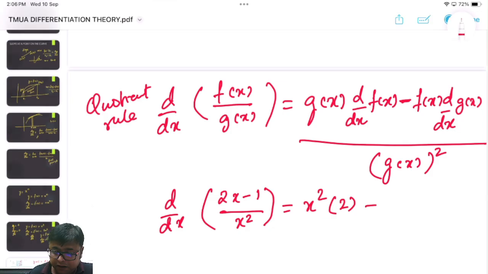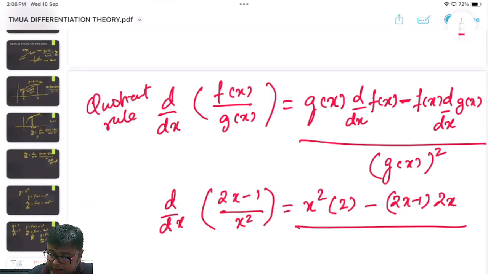Minus, I'll keep the numerator as it is, and I'll differentiate the denominator, which is 2x, and then x squared to the power 2. This is how we use the quotient rule. I'm not emphasizing this too much because this is something a TMUA aspirant is expected to know already, right? But still, a quick recap of all these things.